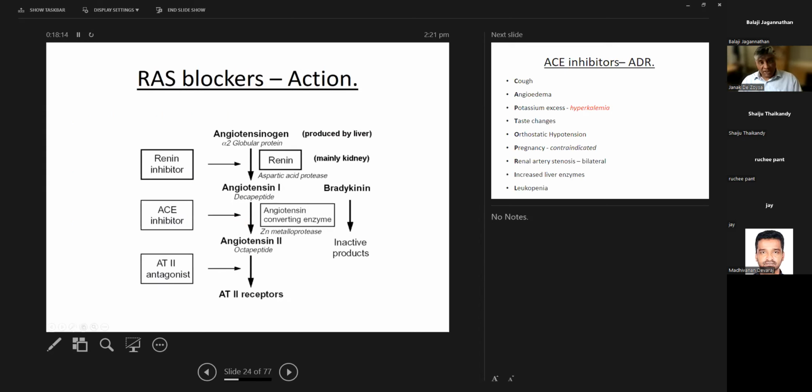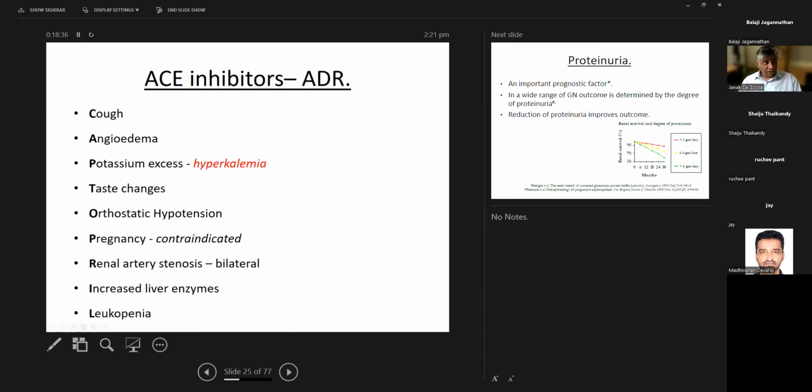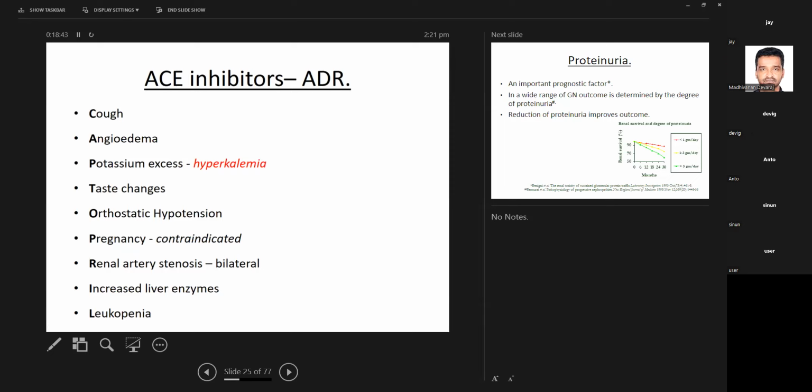We are extremely keen on agents that block the renin-angiotensin system. So you remember that the ACE inhibitors and the angiotensin II receptor antagonists are targeted to these enzymes, which are mostly produced in the kidney. The ACE inhibitors do have adverse drug reactions, and so they can cause cough, or they can cause angioedema.